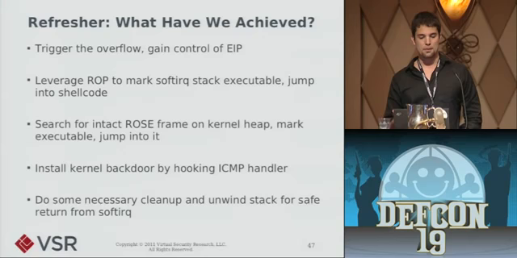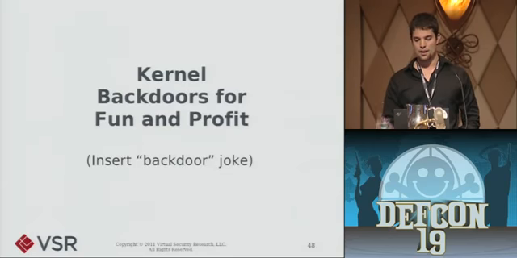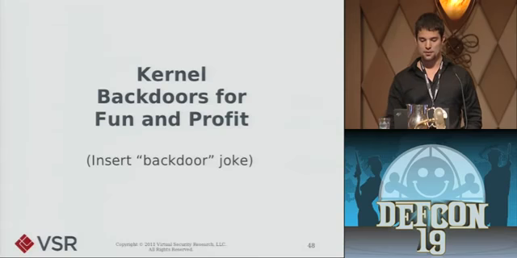Next, because we have this space limitation, we find the entire ROSE frame on the kernel heap, mark it executable, and jump into it. Next, we install our kernel backdoor by hooking the ICMP handler, and then we do some cleanup that we need to do to keep the kernel running. Next, we're going to talk about the backdoor.